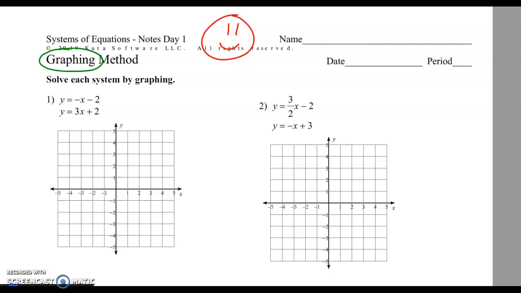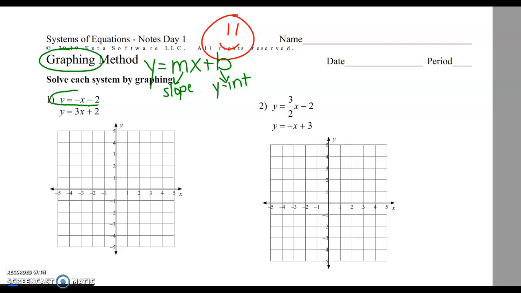So what we do is we graph and we look to see where they intersect. Remember, to graph, you have to be in slope-intercept form, y equals mx plus b. You always start your first point at b, the y-intercept, and then you use m, the slope, to find your other points and make your graph.